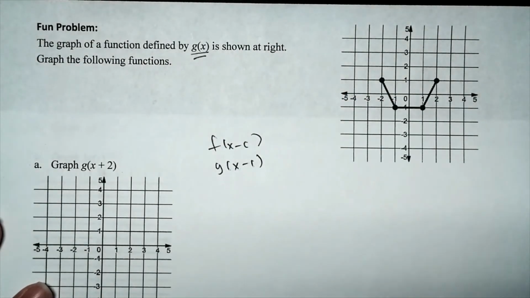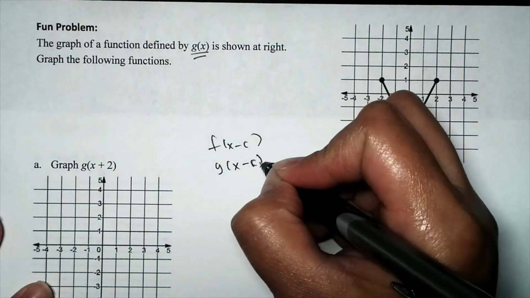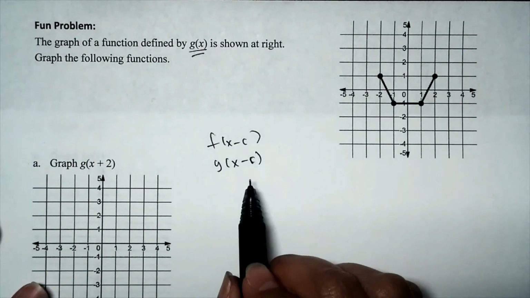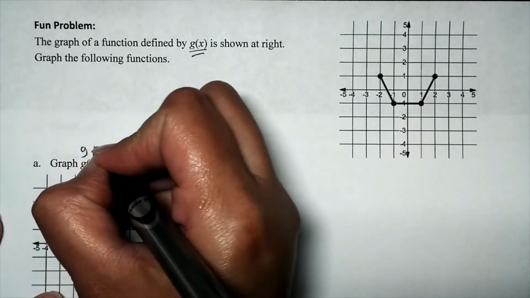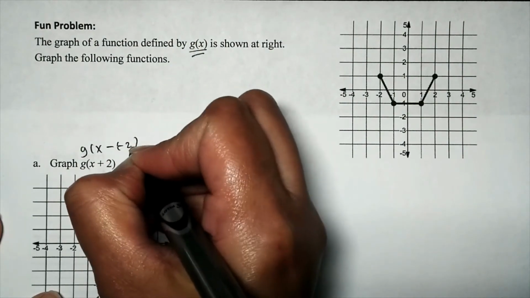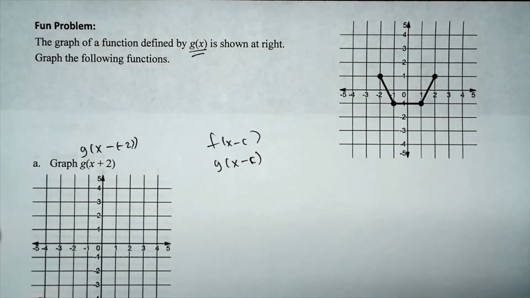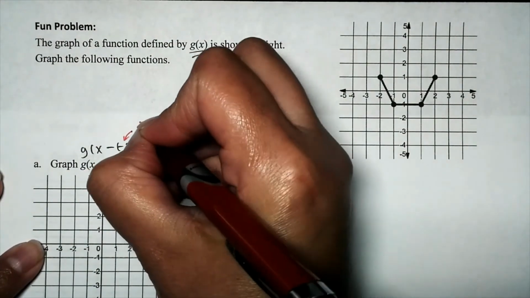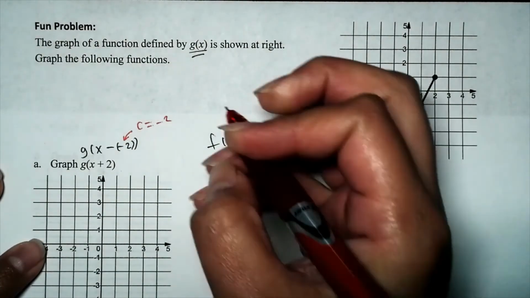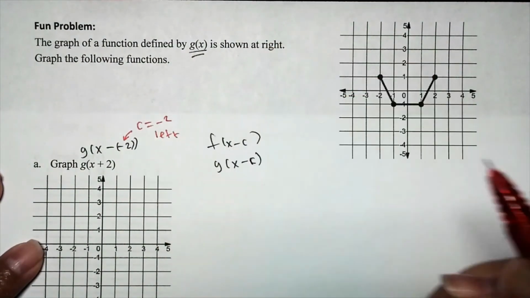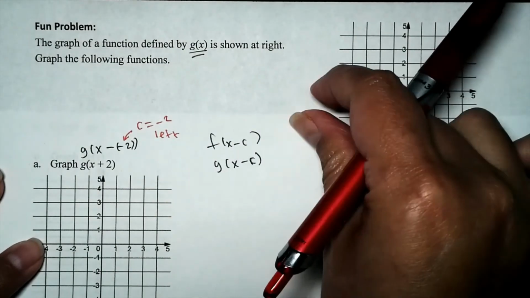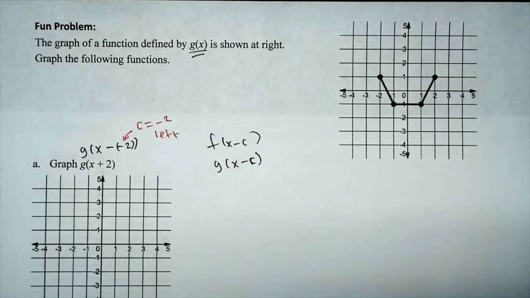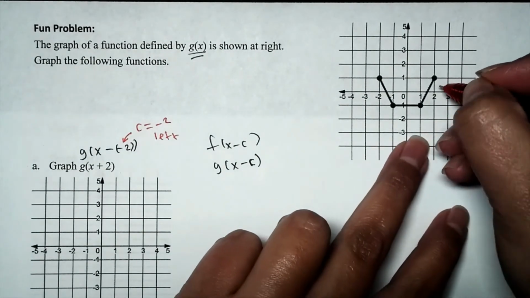So remember, horizontal shifts are given by g of x minus c. I guess I should put g of x minus c to avoid the confusion. So I need to know what we are subtracting from x. As you can see, this is not a subtraction problem, so we're going to switch it up and write it as x minus negative 2. Now that we have a subtraction problem, it's a little bit easier for me to identify the value of c. Since c is negative 2, we're going to shift 2 units to the left. So we're going to take this graph and shift it 2 units to the left.